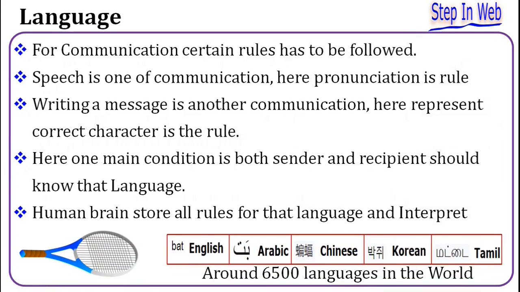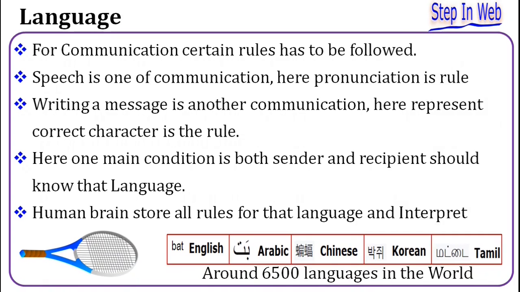Language is invented by humans for communicating their message to other people. For proper communication, we have to follow certain rules, whether it is a speech or a message. Then only will the listener or recipient clearly understand the message. Speech is one form of communication, and here pronunciation is a main rule. If you pronounce correctly, then only can he understand the word and react to it.